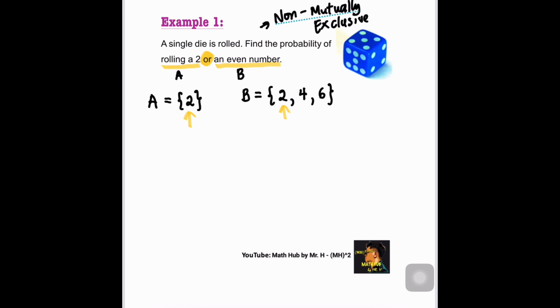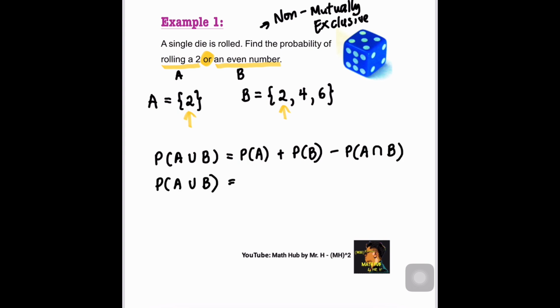To calculate the probability, we can use the formula probability of A or B equals probability of A plus probability of B minus probability of A intersection B. So probability of A. So event A, we only have one favorable outcome, which is 2. There's only one favorable outcome. So we have 1 over 6. That's the probability of event A.